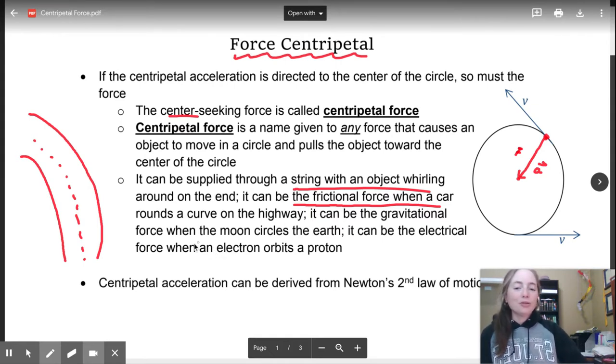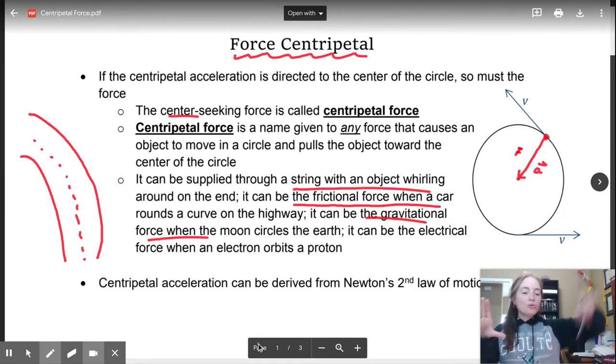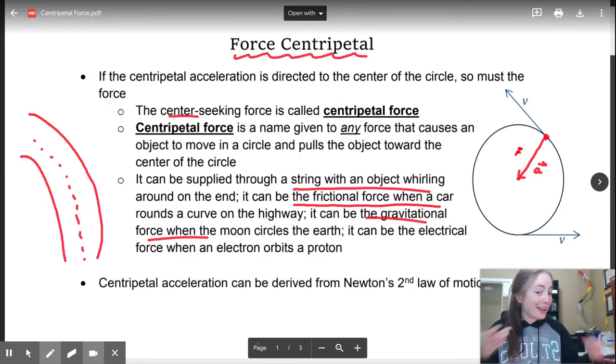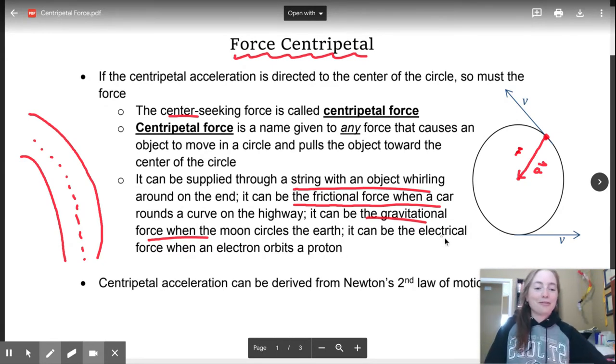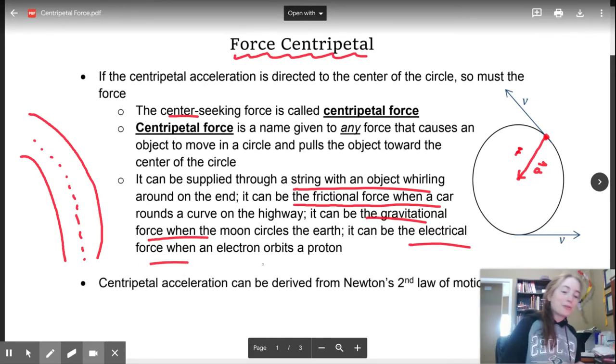It could also be the force of gravity as the moon orbits the Earth, which we're going to be looking at later. And it can be the force between an electron and a proton as the electron is spinning around that proton.